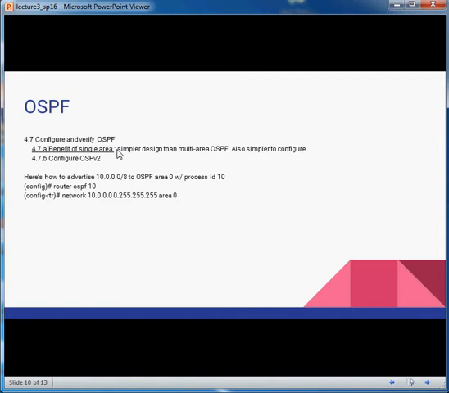In order to enable OSPF on your router, you have to use the command router ospf and then whatever the process ID number is. The process ID number is arbitrary. It does not have any pertinence to other routers; it only has pertinence to your local router. So this allows you to potentially run multiple instances of OSPF.